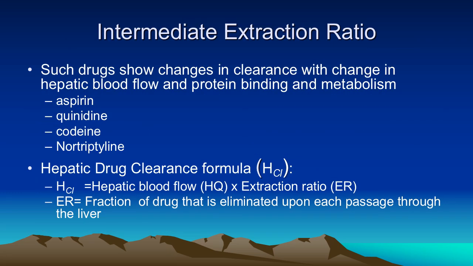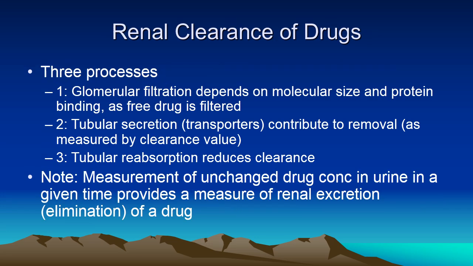Intermediate extraction ratio drugs, aspirin, quinidine, codeine, nortriptyline, will show changes in the clearance with change in the blood flow as well as protein binding and metabolism. Hepatic drug clearance is calculated by the formula blood flow times extraction ratio. Therefore, extraction ratio, meaning the ability to extract and metabolize, and the blood flow both affect the hepatic clearance.